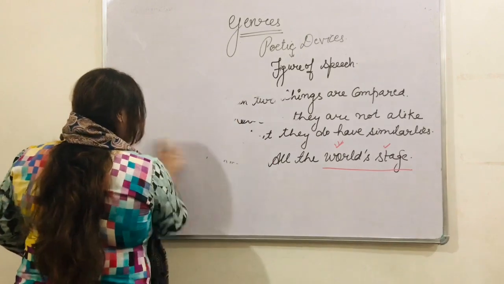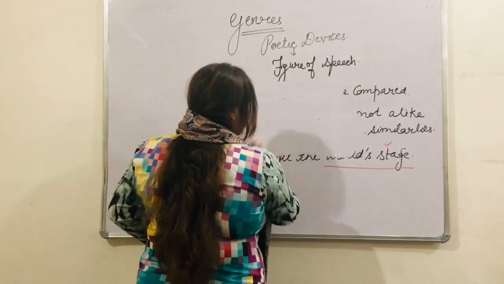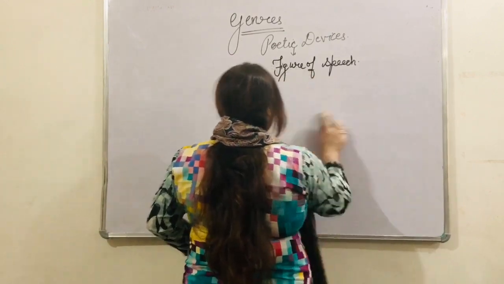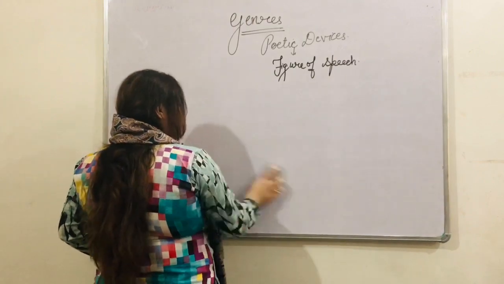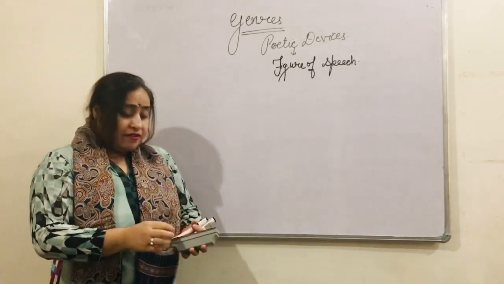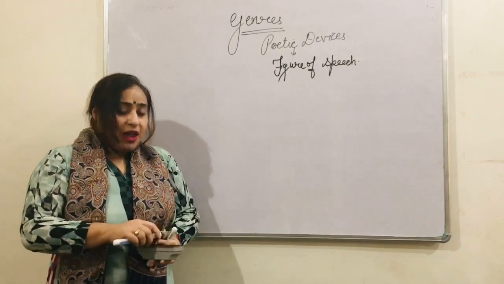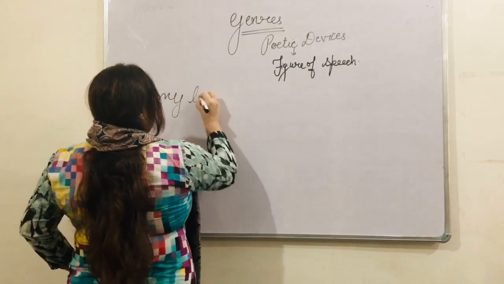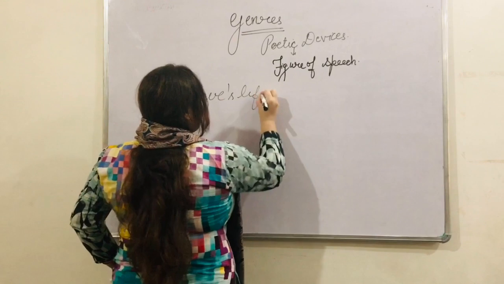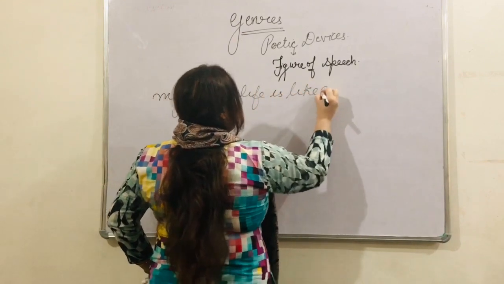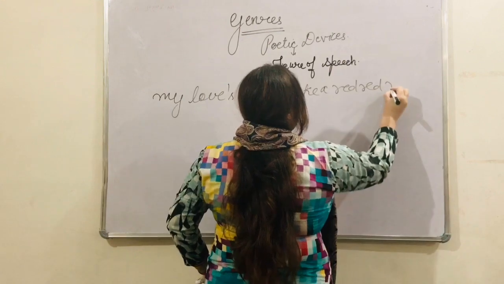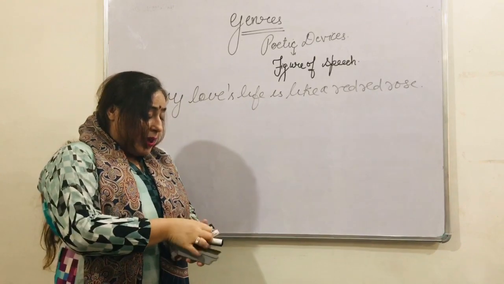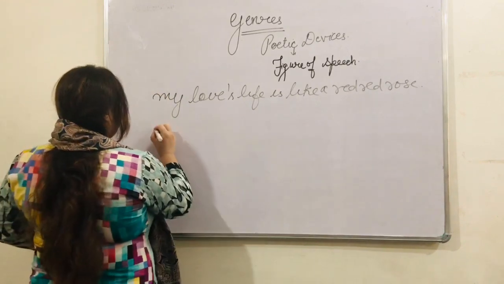Most of my students get confused because whenever they have to find a simile and a metaphor, they consider both things similar, right? I will use one word which is used as a metaphor and as a simile. Alright guys, I will see. My love's life is like a red rose, and I will use the same word, rose, as a metaphor, right?